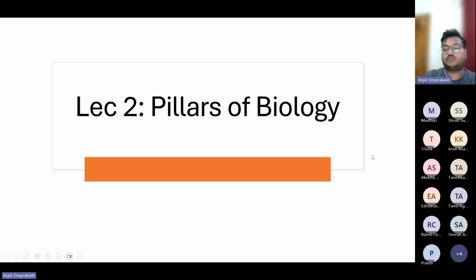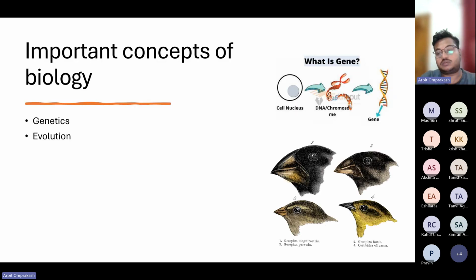Okay, then we move on to the second lecture, where we talked about the pillars of biology. As we discussed, there are two major concepts in biology. The first is genetics, which deals with genes. Genes are individual elements present inside the nucleus of different cells, which carry genetic material that defines how a cell is programmed or what a cell is meant to do, and so on.